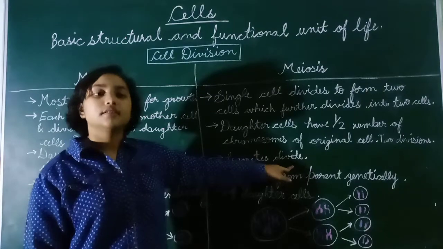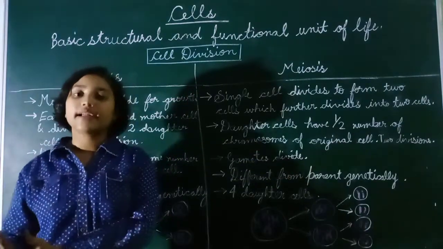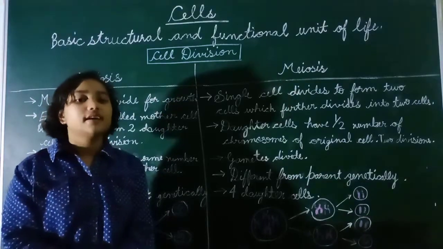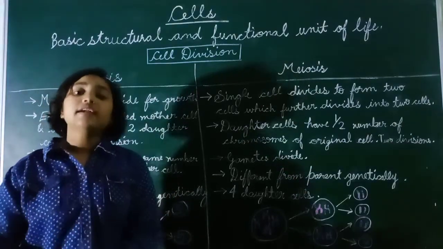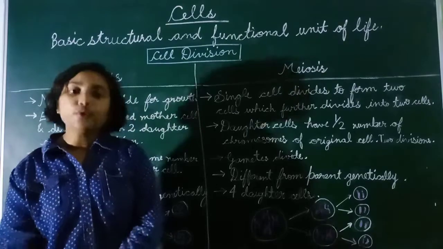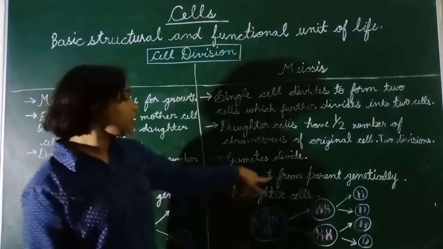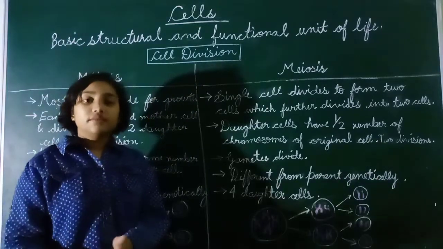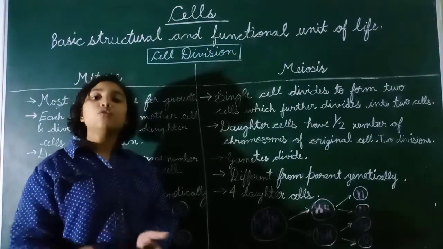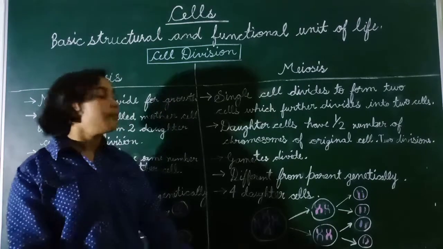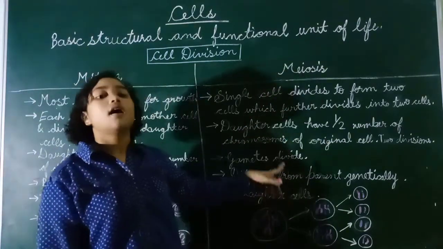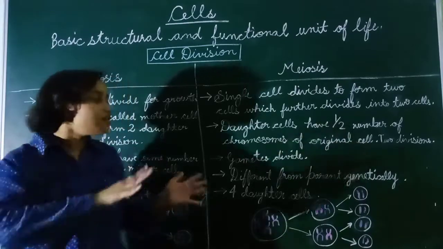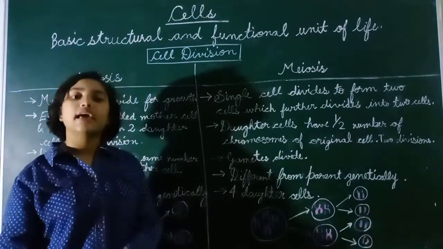Here gametes, the sex cells, divide. Male and female gametes combine together and then divide. It is usually for reproduction. The new cell is different from the parent genetically. It is not identical to the parent cell.